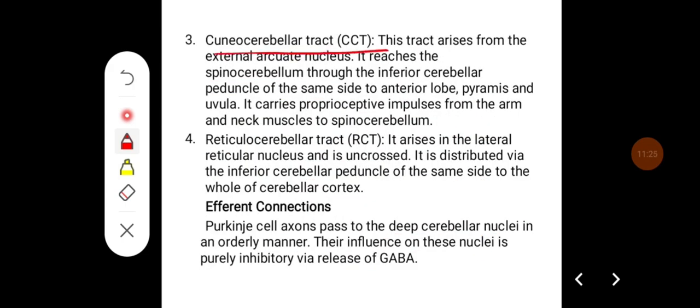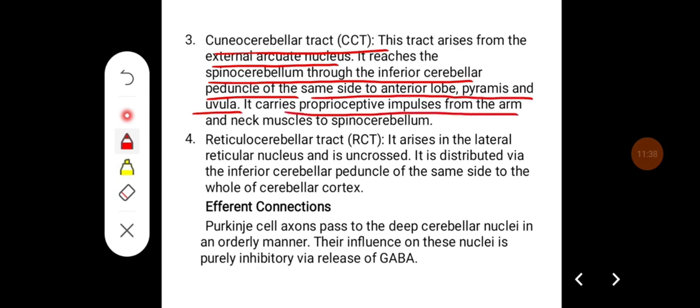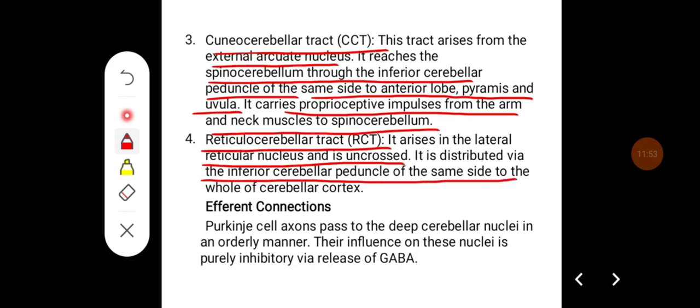Cuneocerebellar tract arises from the external arcuate fibers. It reaches the spinocerebellum through the inferior cerebellar peduncle of the same side to the anterior lobe, pyramis, and uvula. It carries proprioceptive impulses from arm and neck muscles to the spinocerebellum. Reticulocerebellar tracts arise in the lateral reticular nucleus and are uncrossed. They are distributed via the inferior cerebellar peduncle of the same side to the whole cerebellar cortex.